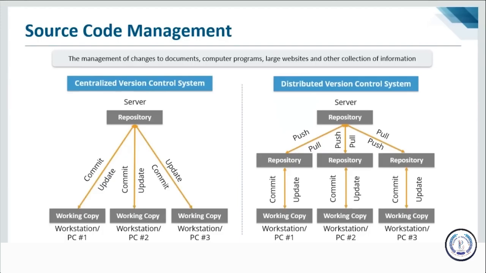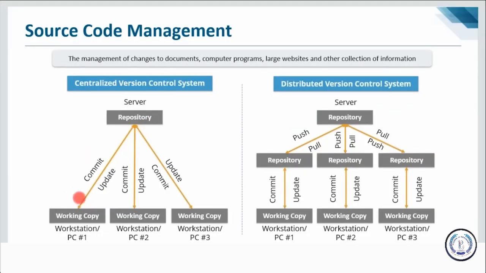And there are two types of source code management tools. One is called centralized version control and another is distributed version control. So let's discuss the centralized version control first. A centralized version control system uses a central server to store all the files and enables team collaboration. It works in a single repository to which users can directly access a central server.